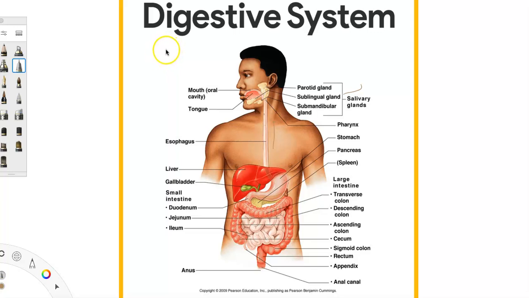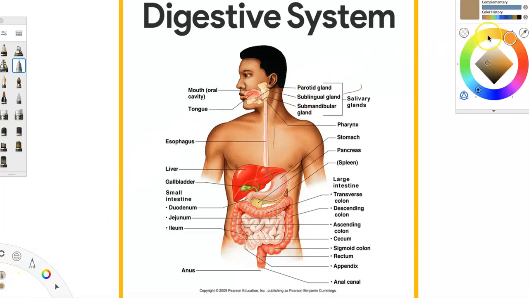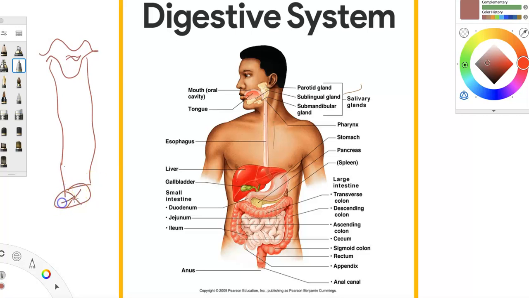Okay, so let's look at the main organs of the digestive system. I've already said that the digestive system starts at the mouth, and it's a tube, and it ends at the anus. And there's all kinds of things going on in between. So it starts at the mouth here.